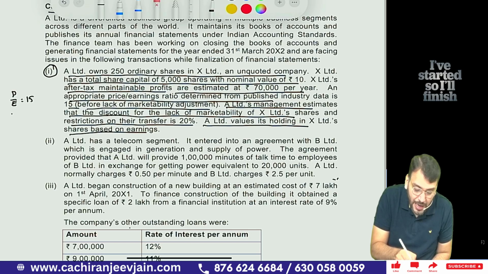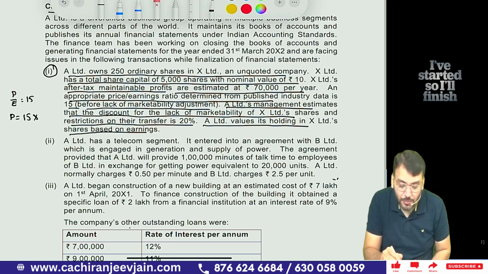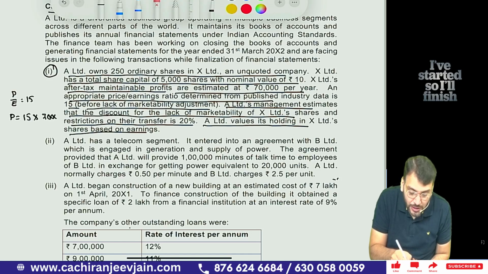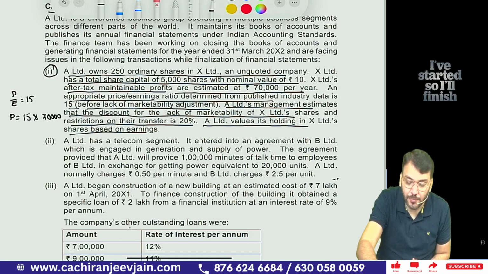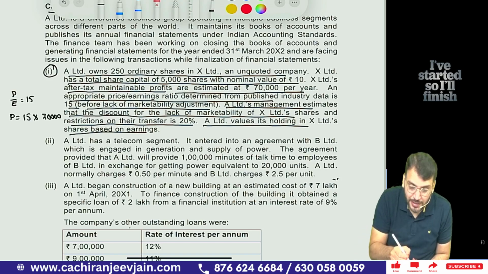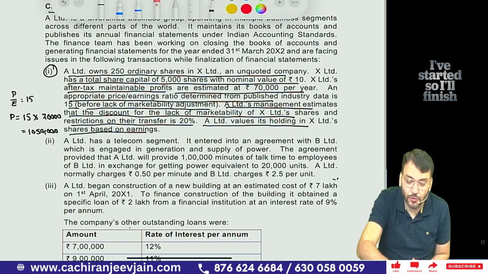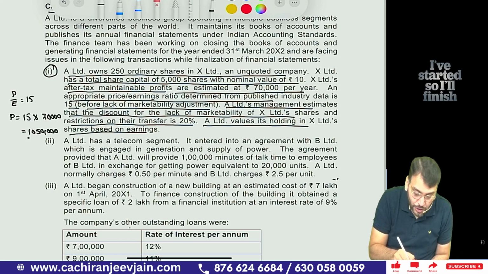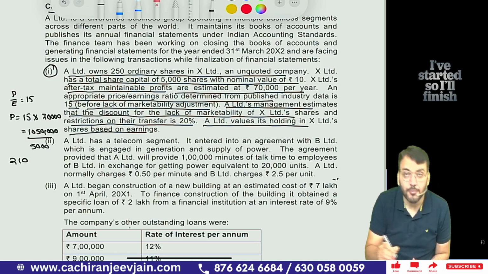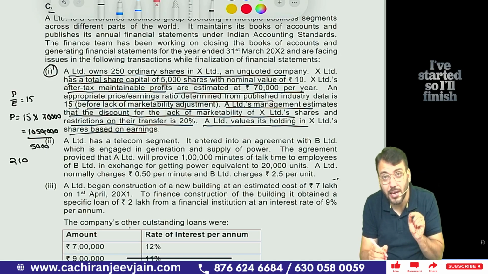15. And we can find out price if you multiply 15 with earning, the profit after tax, maintainable profit is given 70,000. So 15 into 70,000, how much? It is coming 10 lakh 50,000. The total value of shares becomes 10 lakh 50,000, divided by 5,000, the total number of shares. So that is coming 210.